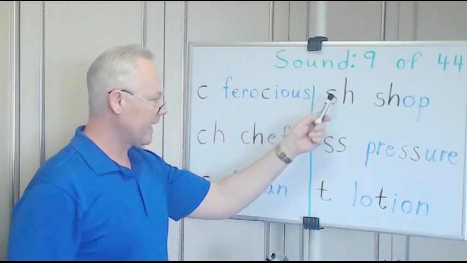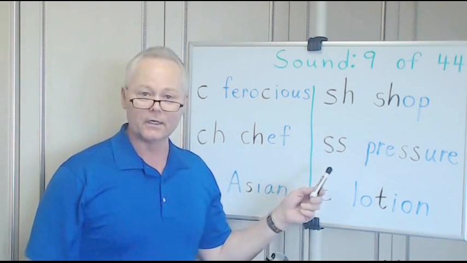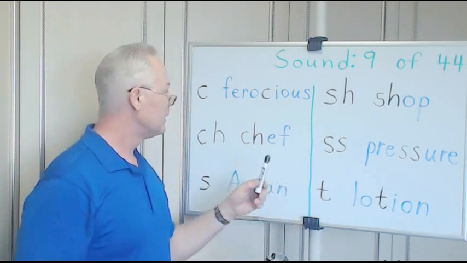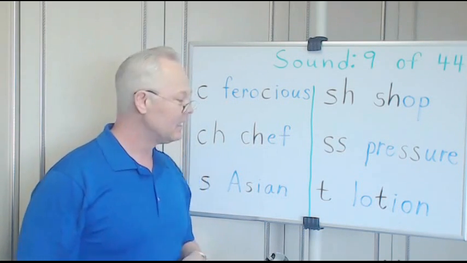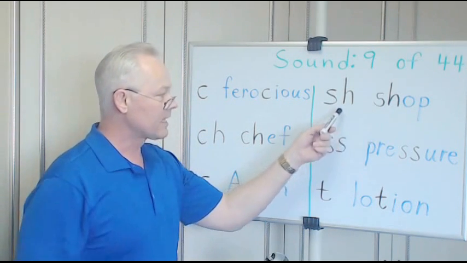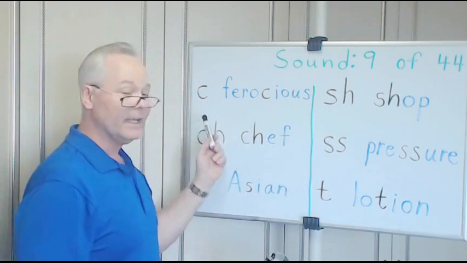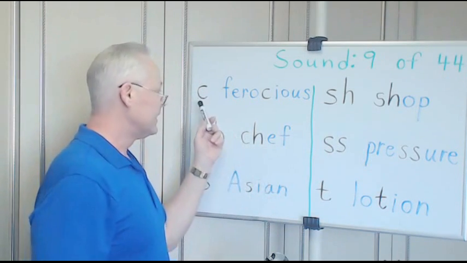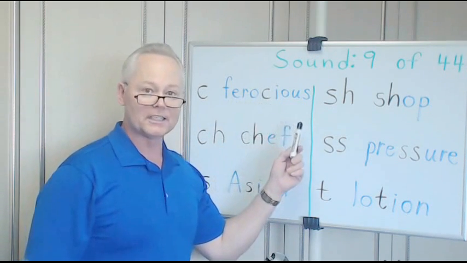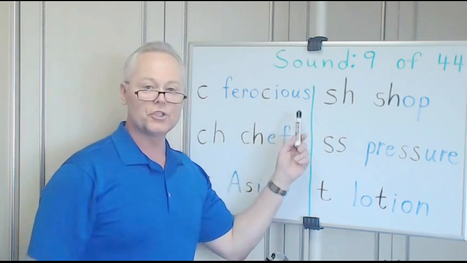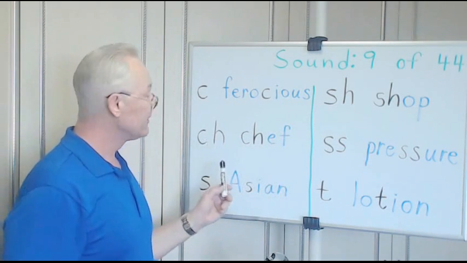What sound do you think we have here? We have 6 letters and letter combinations here. What's the sound? How about sh? This is probably the most recognizable one. SH. Okay? But in some words, the C sounds like sh, as in ferocious. Sh. We have CH.